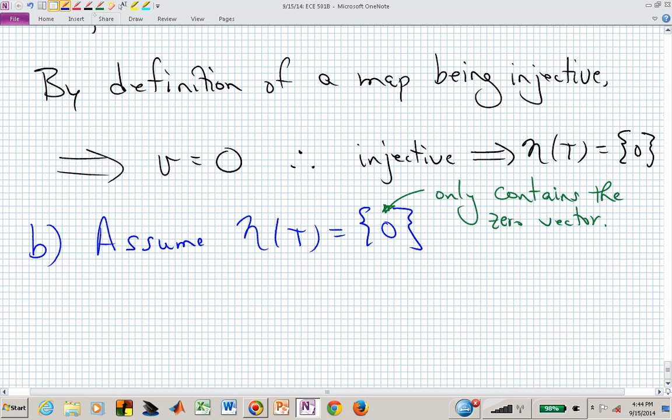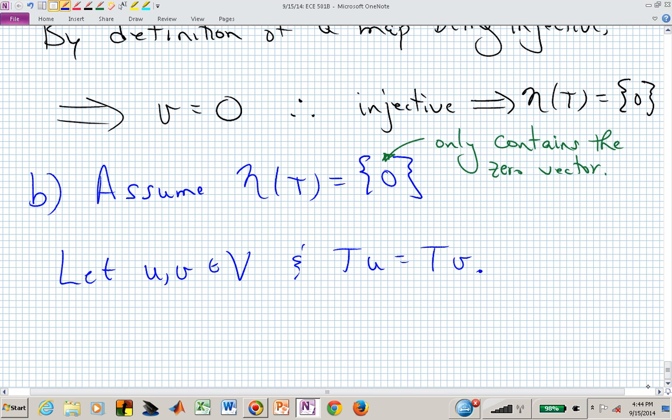Now let's go ahead and let U and V both be in our domain, and suppose that T of U is equal to T of V. So now we're letting U and V be in V and T(U) equal T(V). That's what we're basically given.